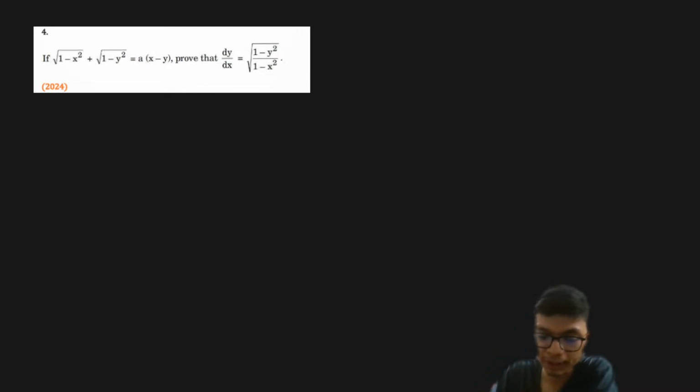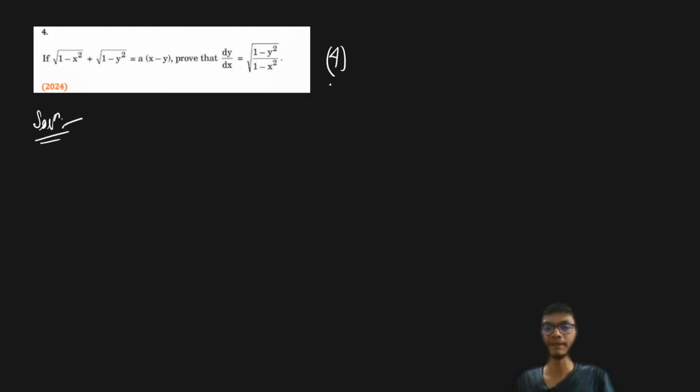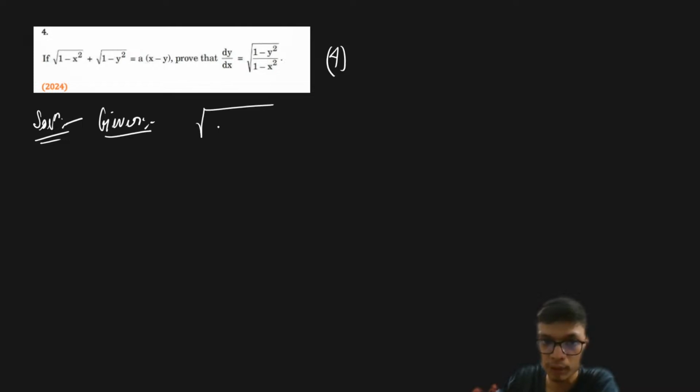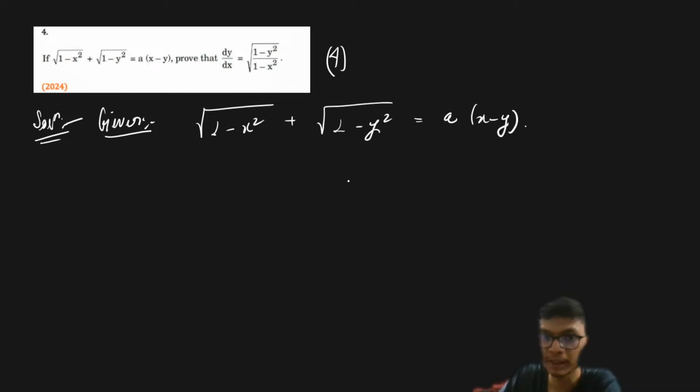If you just look at this particular problem, it is from the previous year 2024 paper. It's a 4-marker problem. We have to prove the given derivative relation. First of all, you will write the given relation: square root of 1 minus x square plus square root of 1 minus y square is equal to a times (x minus y).